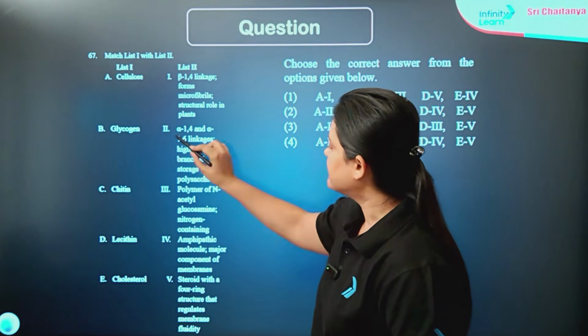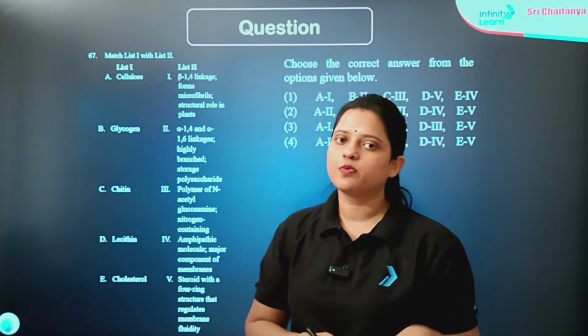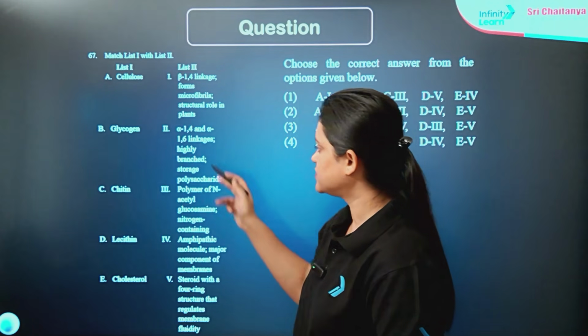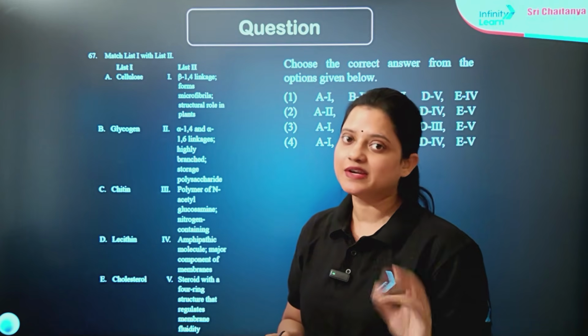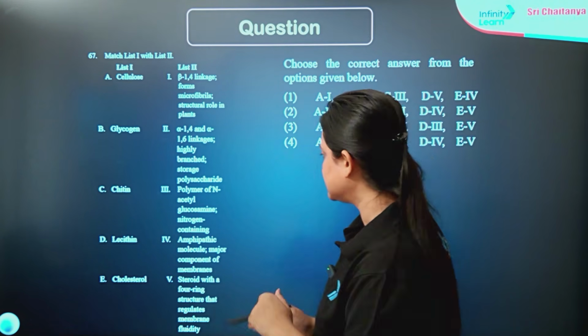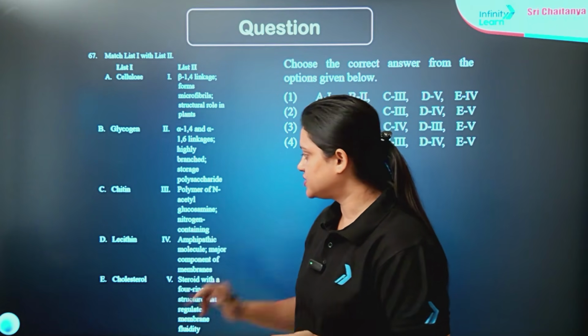Glycogen have alpha 1,4 and alpha 1,6 linkage, highly branched, and it's a storage polysaccharide in animals. So B is matched with 2. Chitin, polymer of N-acetyl glucosamine, NAG. Remember, it's a homopolysaccharide, right? And it is also nitrogen containing. Yeah. So chitin will be matched with 3.